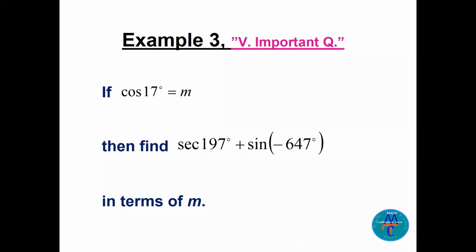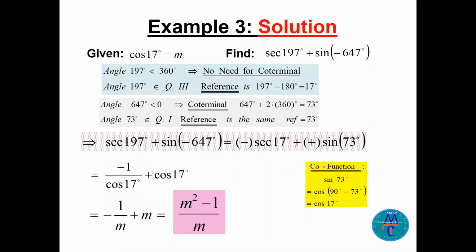Now example number 3 is a very important question. Given cosine of 17 degrees is equal to m, let's find the value of secant 197 degrees plus sine of minus 647 degrees in terms of m. So first we look at this angle 197, which is less than 360, so there is no need for a coterminal. So for 197, let's find the reference. This is in quadrant 3. It will be 197 minus 180, which is 17 degrees.